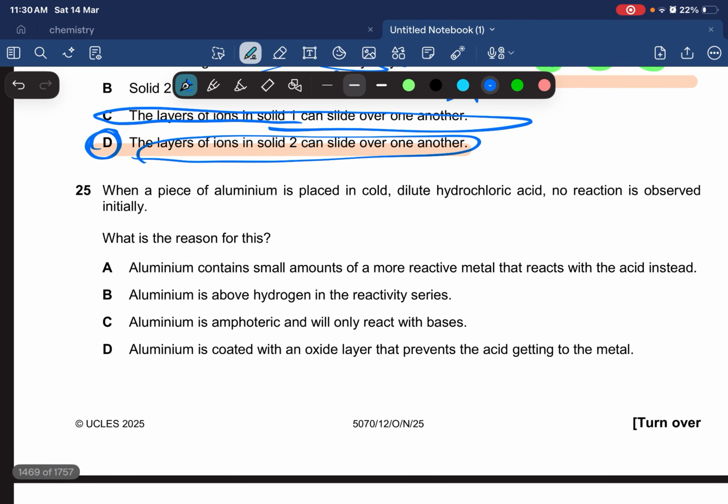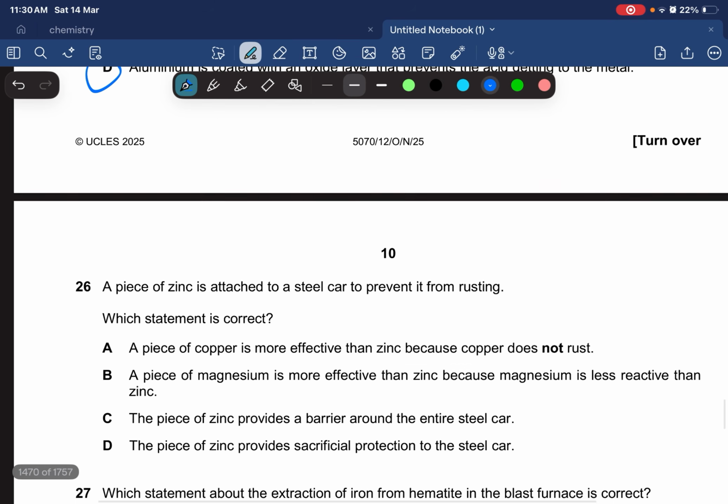When a piece of aluminum is placed in cold dilute hydrochloric acid, no reaction is observed. What is the reason? Because aluminum has a layer of oxide that prevents the acid from getting to the metal. That's the only reason. Otherwise, aluminum is more reactive than hydrogen and can definitely replace hydrogen from the hydrochloric acid, but the problem is the oxide layer.